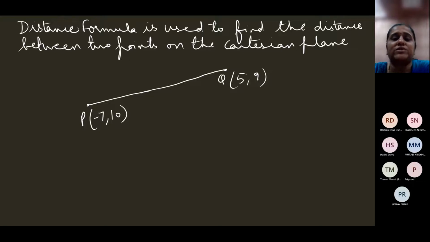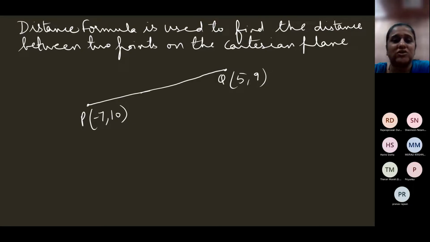Find the distance between the points P and Q. When you find the distance between the 2 points P and Q using the distance formula, you are actually finding the length of the line segment PQ. So basically, the distance formula is used to find the length of a line segment. And to find the length of that line segment, you need to know the coordinates of the end points of that line segment. So here the line segment is PQ.